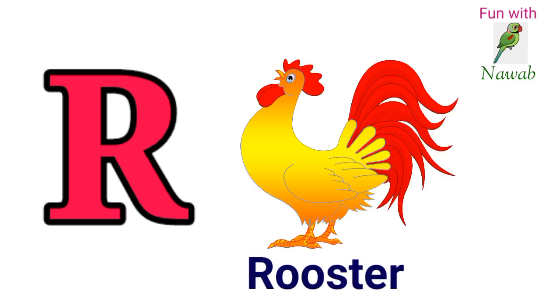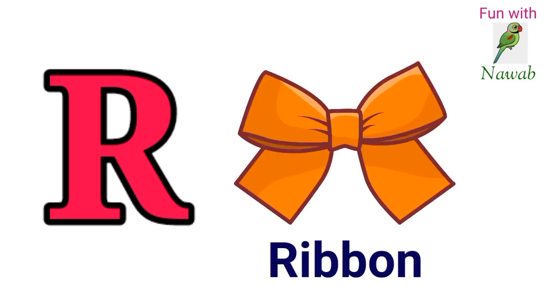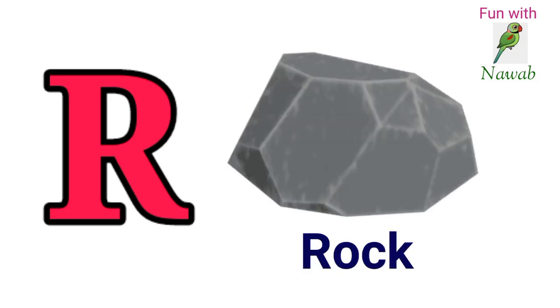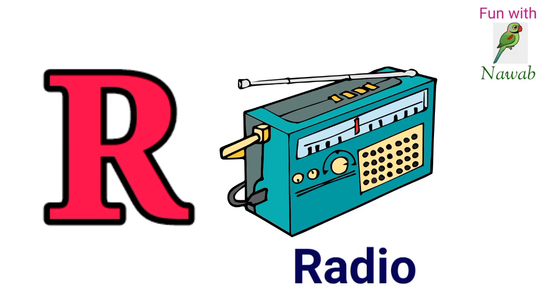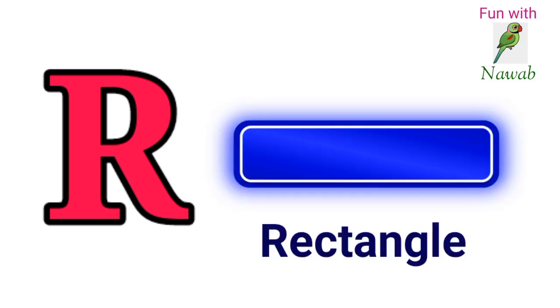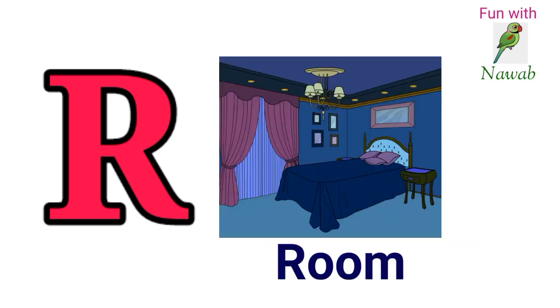R for rooster. R for ribbon. R for rock. R for racket. R for radio. R for rectangle. R for room.